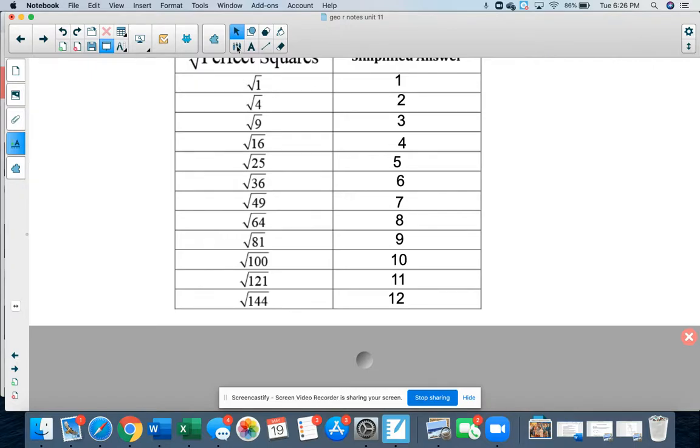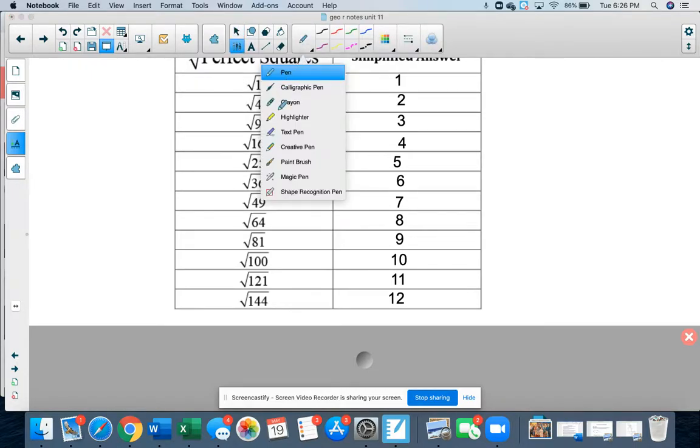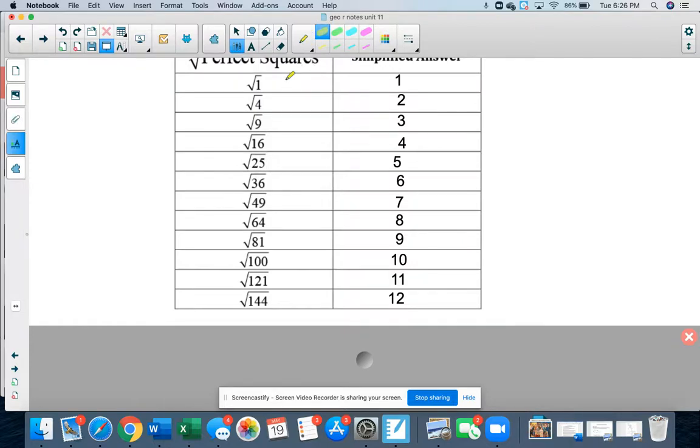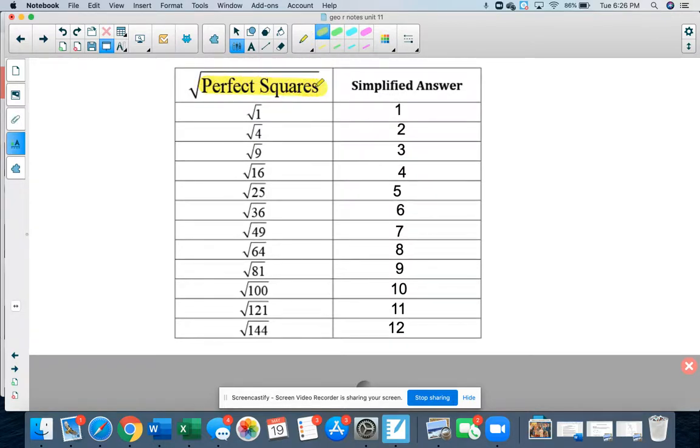These right here are called my perfect squares. It's very important that you are familiar with these and that you're comfortable with these, because we need to know these in order to simplify my radicals.